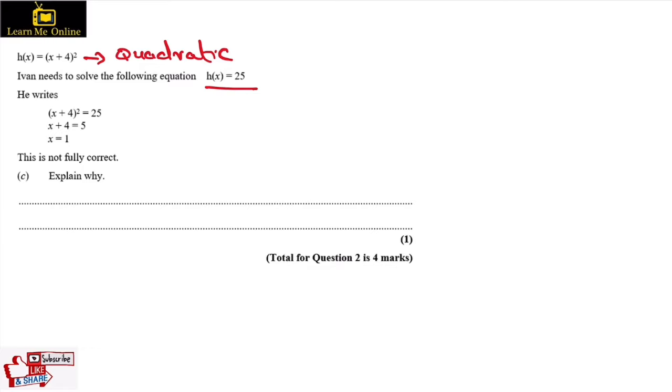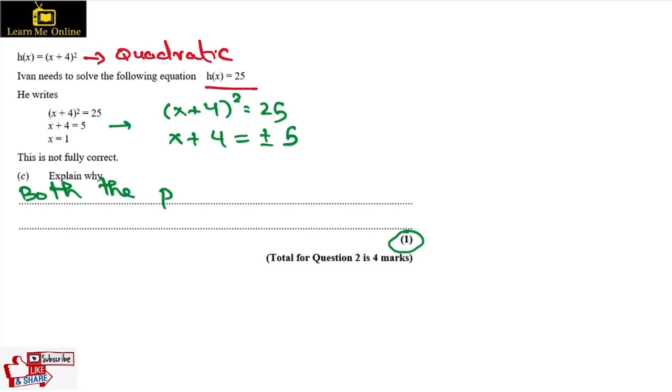Explain why. Here at this stage, it's for 1 mark, and what we need to see is where Ivan went wrong. So in this step, x plus 4 whole squared equals 25. When you get rid of the square, you'll come out with a positive and negative 5. You can't just have the positive, you have to have two solutions, one with the positive, one with the negative. So here, this was the mistake.